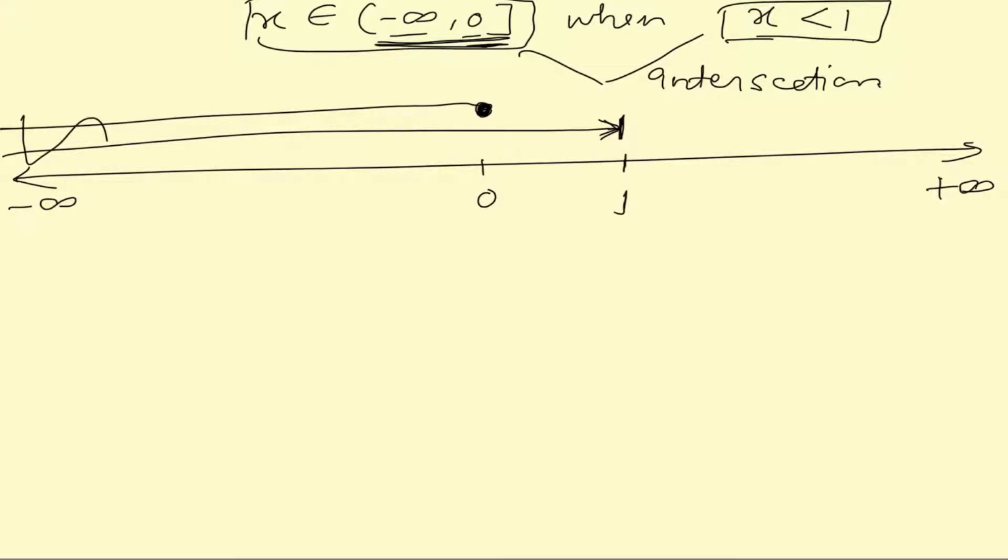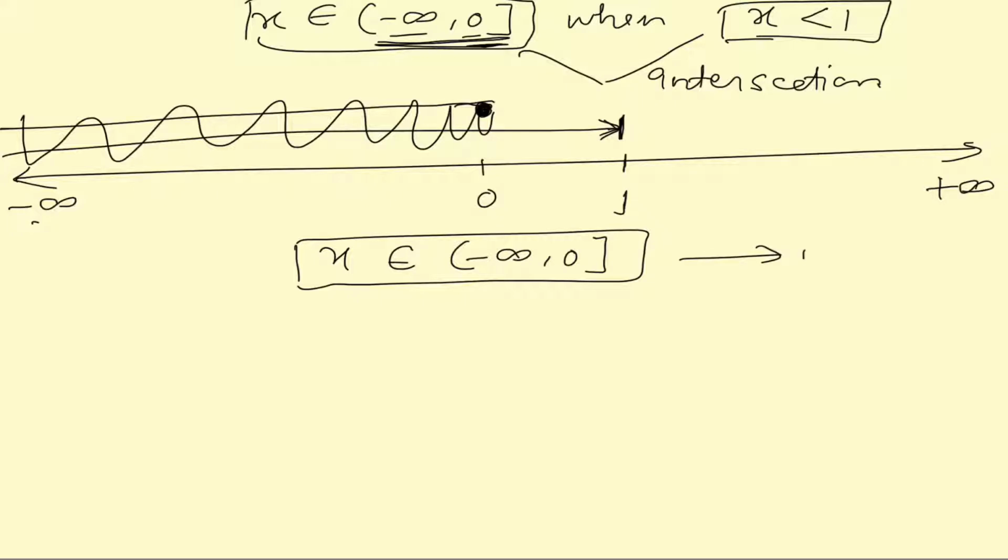So here the common part is the part that is in both, that is from minus infinity to 0. That means we can say that x belongs to minus infinity to 0, closed interval. That is the answer in the first case.